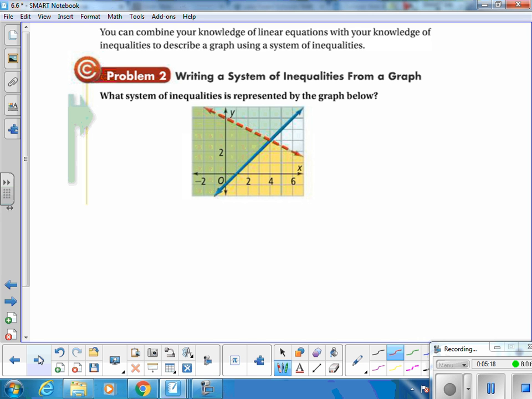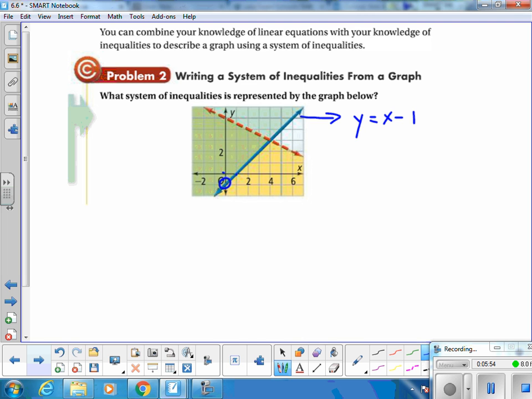You can combine your knowledge of linear equations with your knowledge of inequalities to describe a graph using a system of equations. So let's go ahead and take a look at this and see if we can find the two inequalities. So for this line right here, I can see my y-intercept, and I can go ahead and calculate my slope of 1 over 1. So I can use that information for y equals, just writing my equation, a positive slope of x, and the y-intercept is at -1.